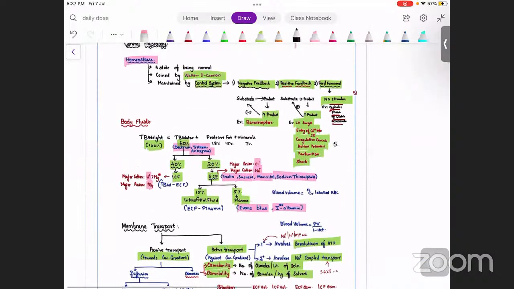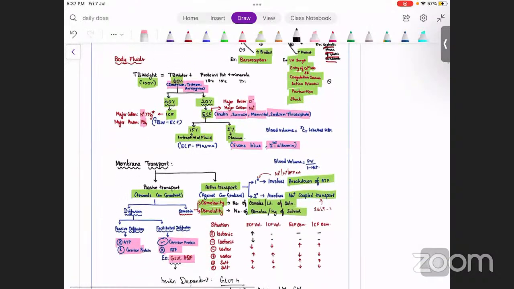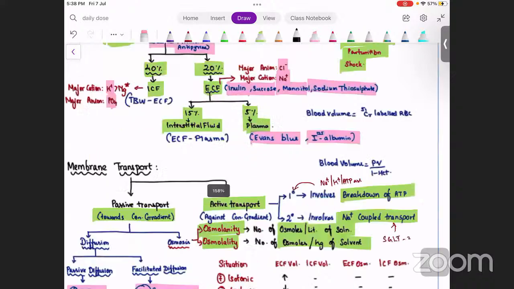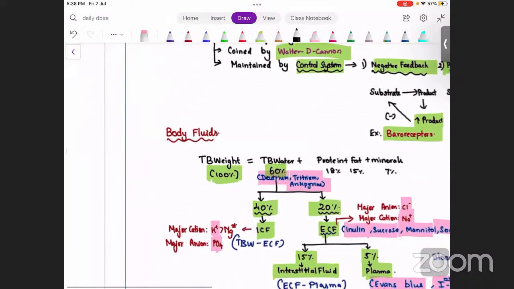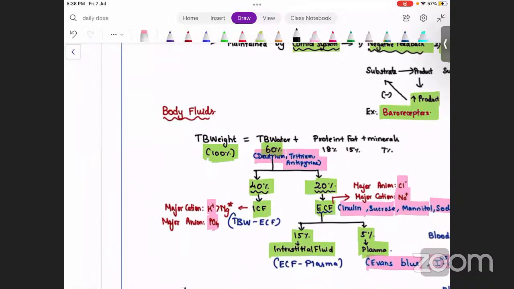So we revise the general physiology. Who coined the term homeostasis? Keep your hands on the keyboard. Type faster. Who coined the term homeostasis? Walter D. Cannon coined the term homeostasis.